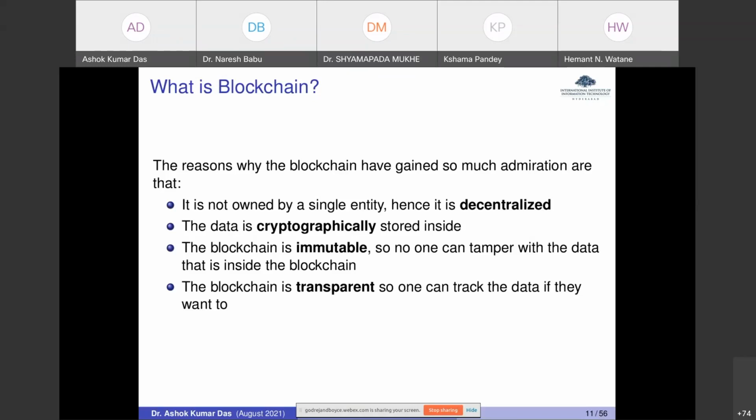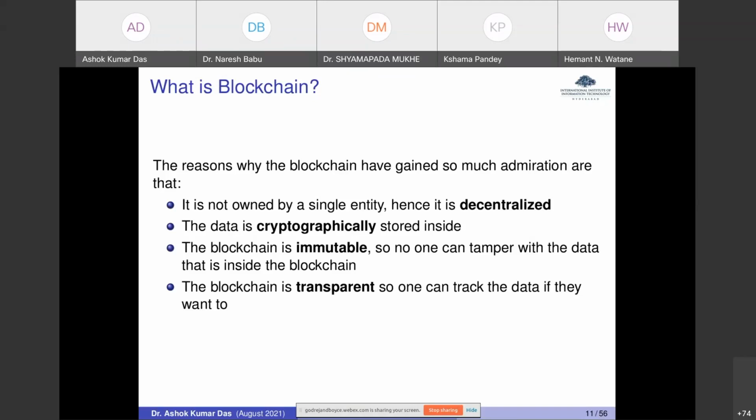Thus, the blockchain is immutable, which means that no one can tamper with the information that is stored inside the blockchain.